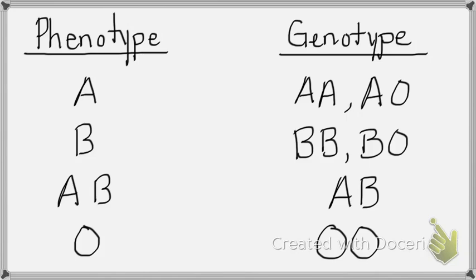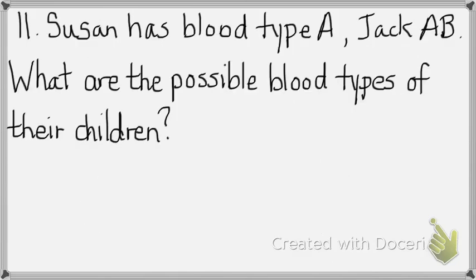O is recessive. And it looks to me like A is dominant and B is also dominant. We'd say they're co-dominant. A and B are co-dominant. Okay, so let's go back to our problem. And our problem was Susan's blood type A and Jack is AB.